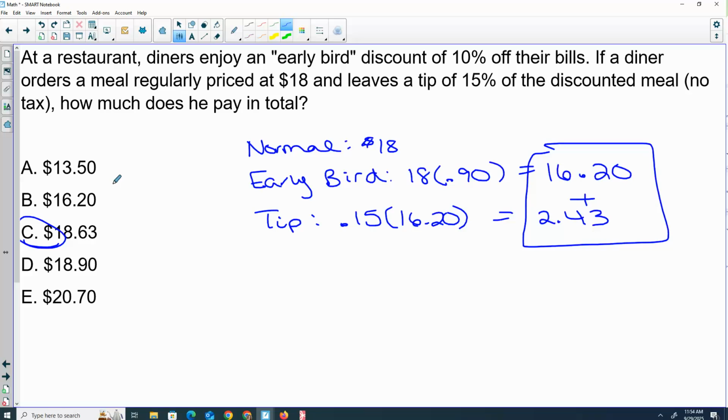So try on those to break it down. Go step by step and write out your numbers, and I think that would help a lot, rather than just looking at it and seeing a bunch of percents and trying to figure out what to do with all of them. Let's try another one.